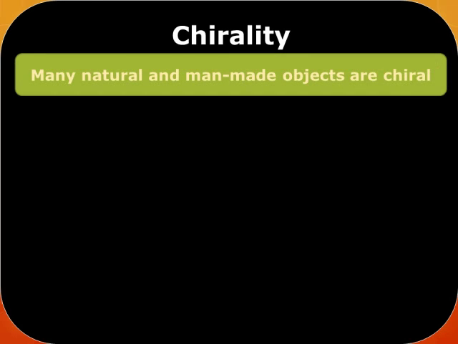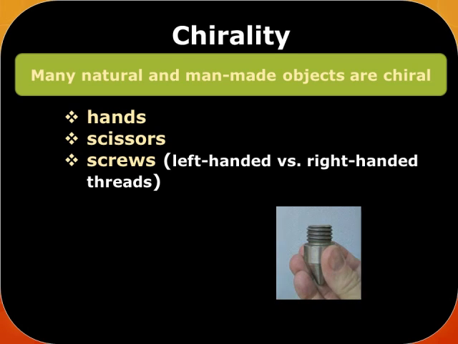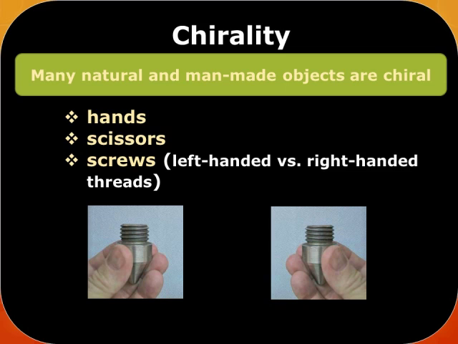Now, the chirality continues. Many natural and man-made objects are chiral. One is the hands, you know, I have already told you about the handedness of chirality, and also scissors and screws, especially the left-handed versus right-handed threads. Okay, that's about the chirality.